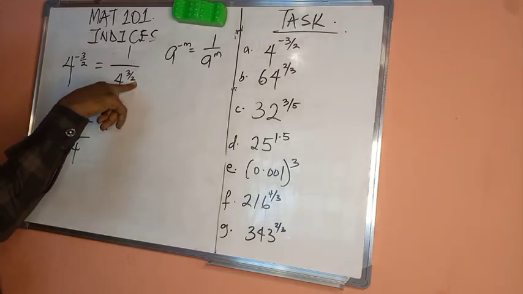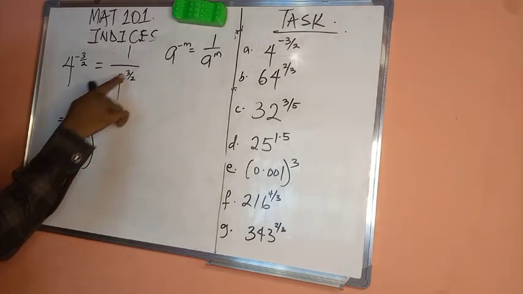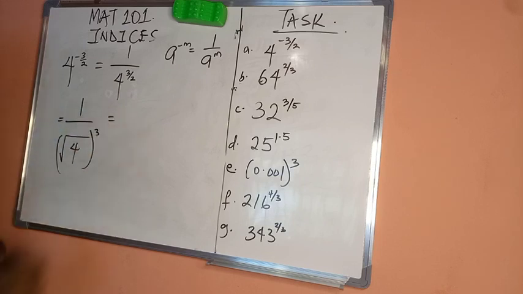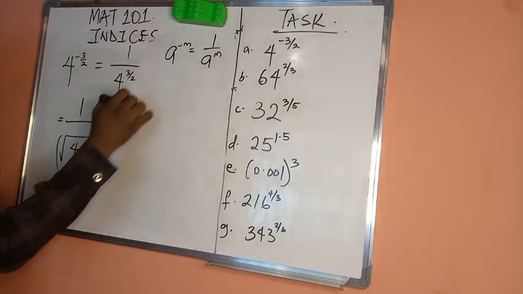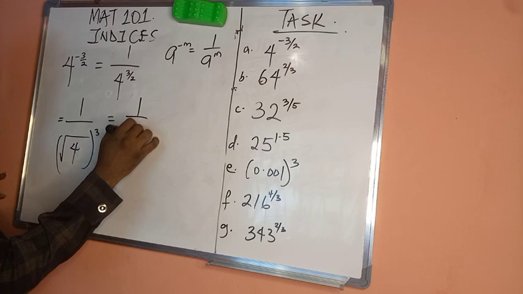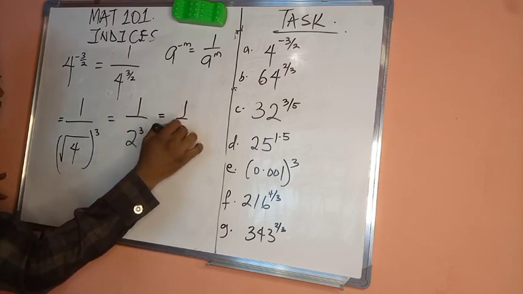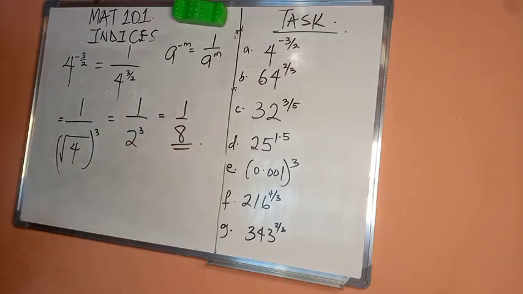The denominator of the index becomes the root. The numerator becomes the what? Power. And the square root of 4 is what? 2 raised to power 3. So we have 1 over 8. That's your answer. Simple, right? Very simple. Easy peasy.